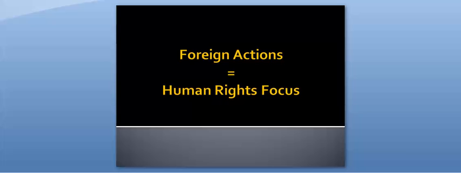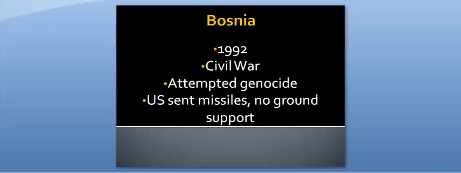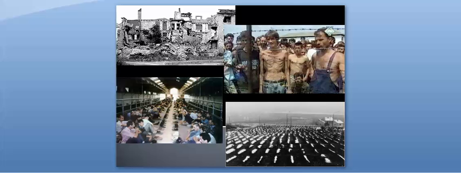Now in foreign affairs, Clinton continued the new focus of human rights. In 92, a civil war broke out in Bosnia. Two groups were fighting for control of the former Soviet area. This actually led to an attempted genocide, and the U.S. had to develop a plan to deal with these kind of human rights violations, and they had varying successes with their plans. So in Bosnia in 92, the U.S. kept ground troops out and used offshore missiles to try to stop the genocide.